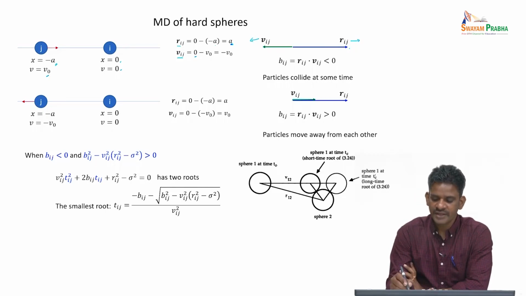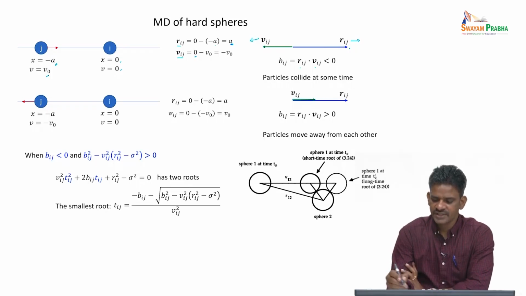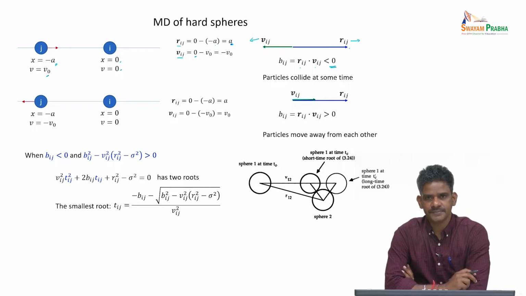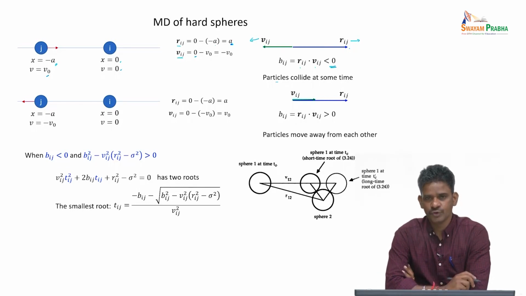Now, the quantity Bij, which I defined as the dot product of Rij and Vij, is negative in this case. So, whenever this Bij is a negative value, then the collision is possible. So, this is one result. These particles will collide at some particular time in the future.